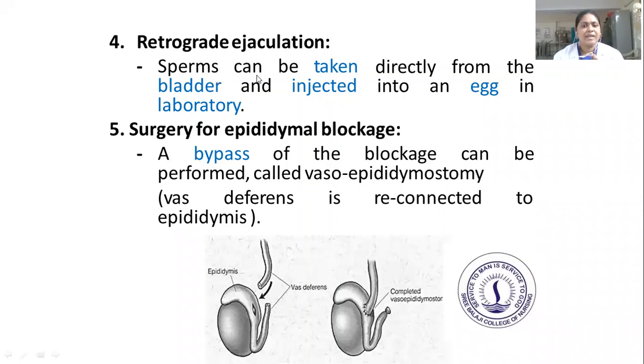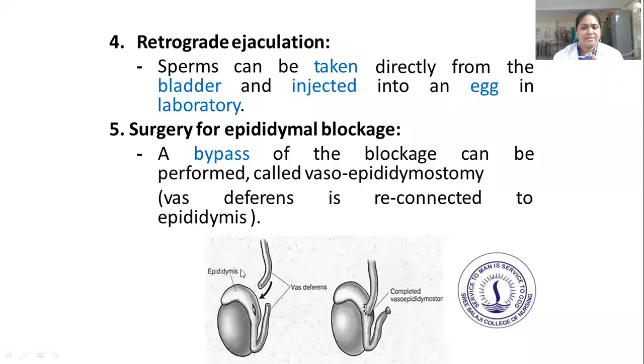That is, the sperm can be taken directly from the bladder and injected into an egg in a laboratory. Next is a surgery for epididymal blockage. That is, a bypass of the blockage can be performed, called vasoepididymostomy. That is, the vas deferens is reconnected to the epididymis.